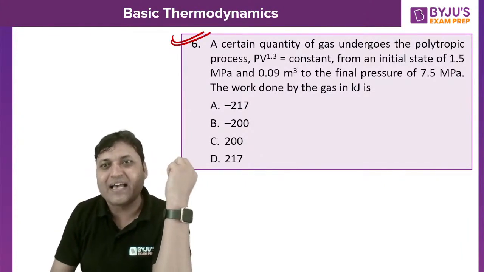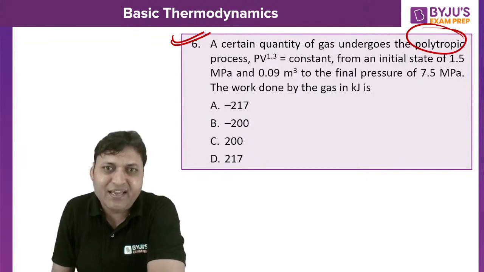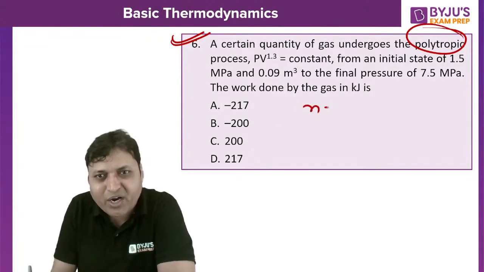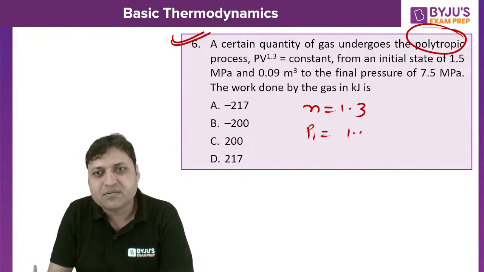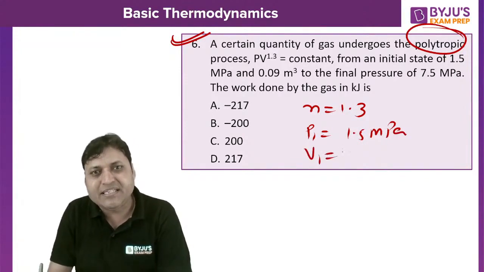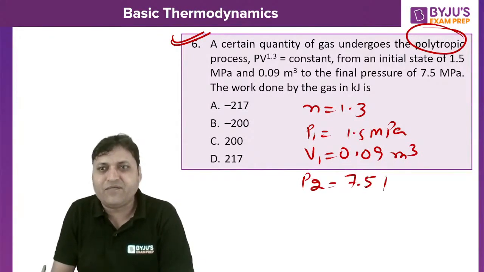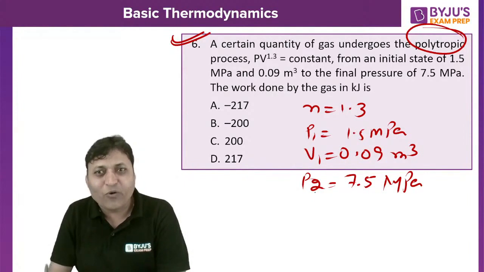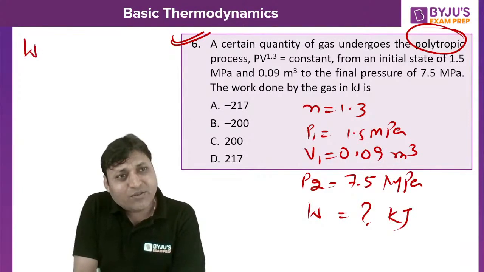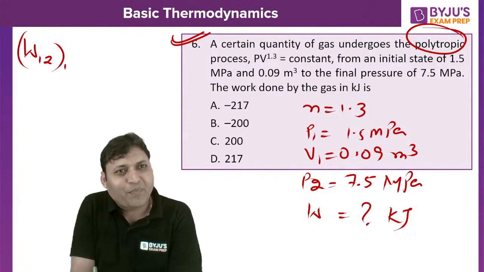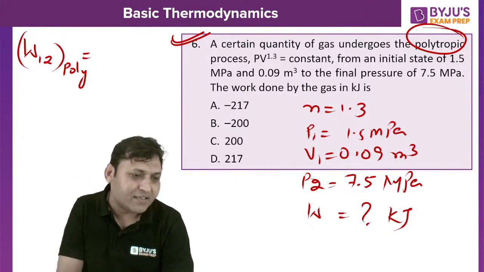A certain quantity of gas undergoes the polytropic process PV to the power 1.3, that is the polytropic index n is equal to 1.3, from an initial state of 1.5 megapascal and 0.09 meter cube to a final pressure 7.5 megapascal. The work done by the gas in kilojoule is. What is work done for a polytropic process 1 to 2? Do you remember the formula for a closed system undergoing a polytropic process from 1 to 2?